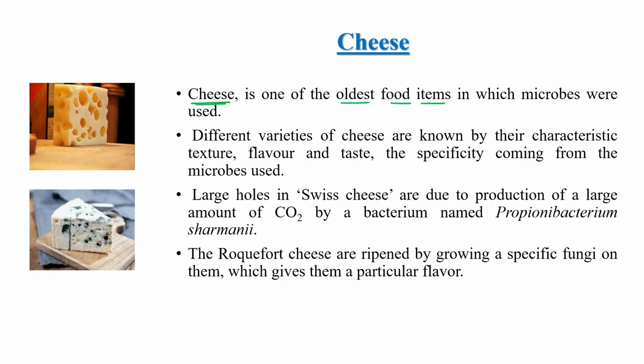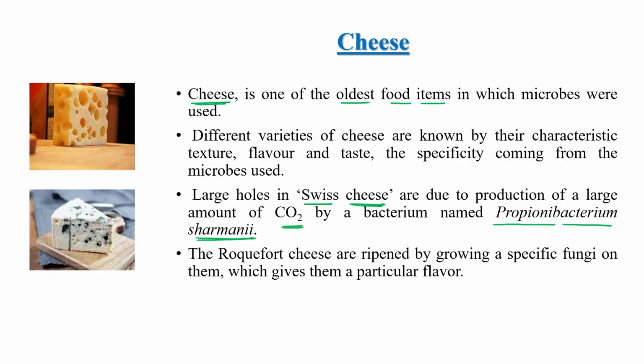Okay, like in these two pictures, this picture is having so many big holes. That's why we can use the term Swiss cheese for the same. And these large holes are due to the production of large amount of carbon dioxide by a bacteria named Propionibacterium sharmanii. With the help of this bacteria, we can produce this type of Swiss cheese.